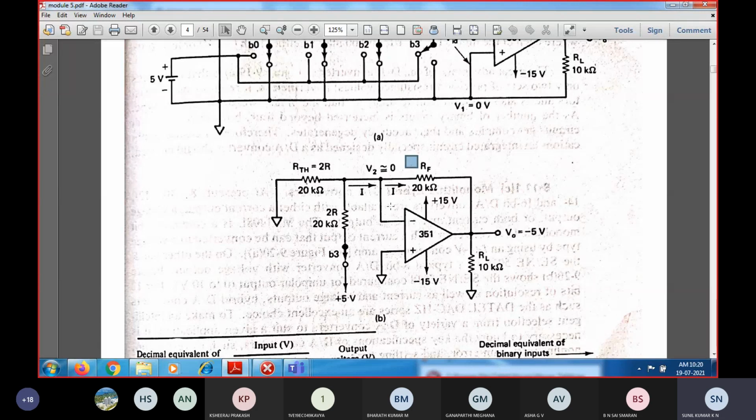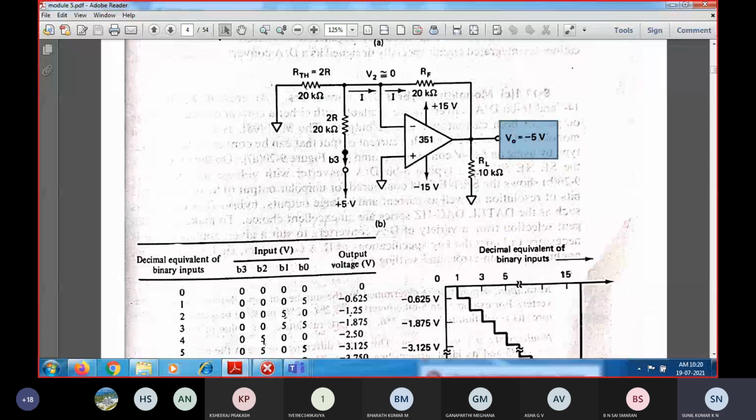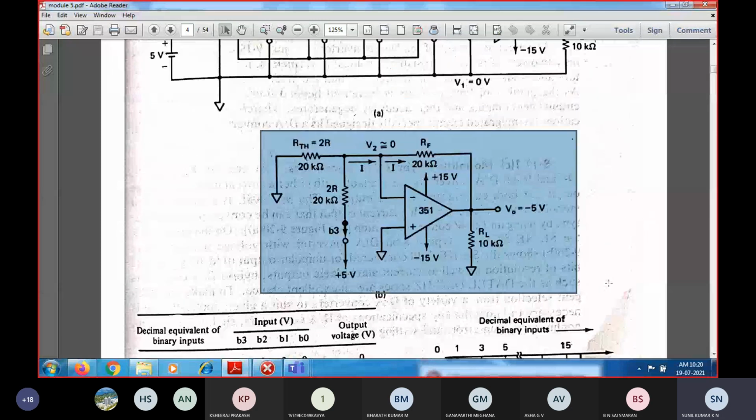Since this is connected to the inverting amplifier input, what gain will we get? We need to find the output voltage. So V naught will be equal to minus I into RF, so that gives the output voltage. So this is about the circuit configuration whenever the bit position B3 is connected to 1.